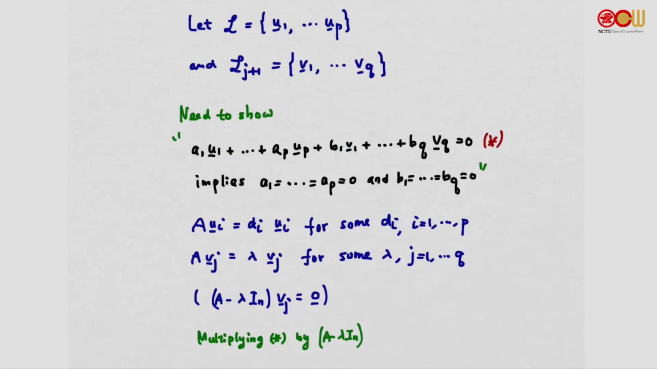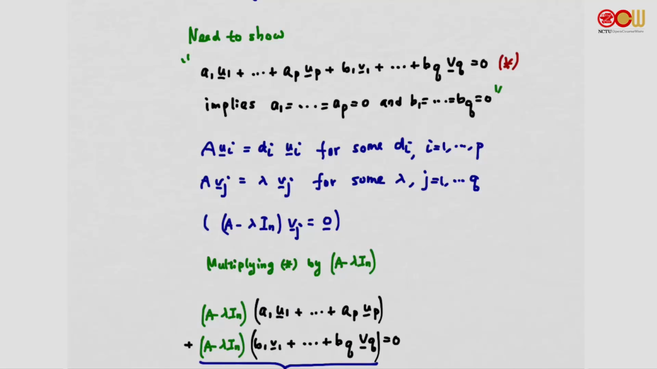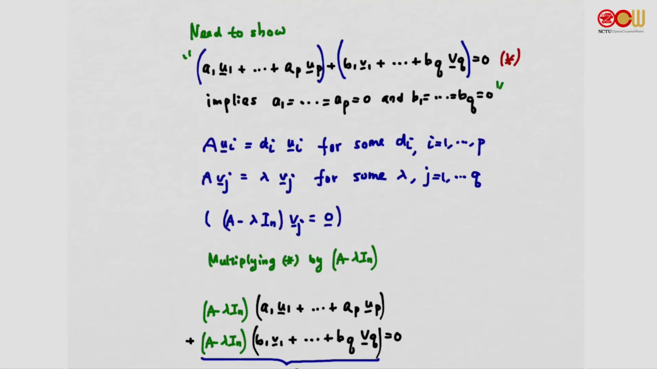So let's try to multiply this star equation, we call this the star equation, by this matrix A minus lambda identity. We make two groups. The first group consists of these U vectors, and the second group consists of these V vectors. And we multiply this matrix to the first group and to the second group. So now we have two terms, the first term and the second term.